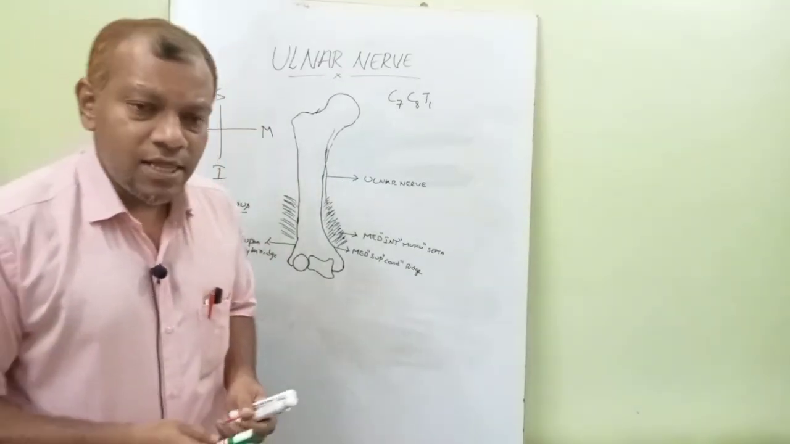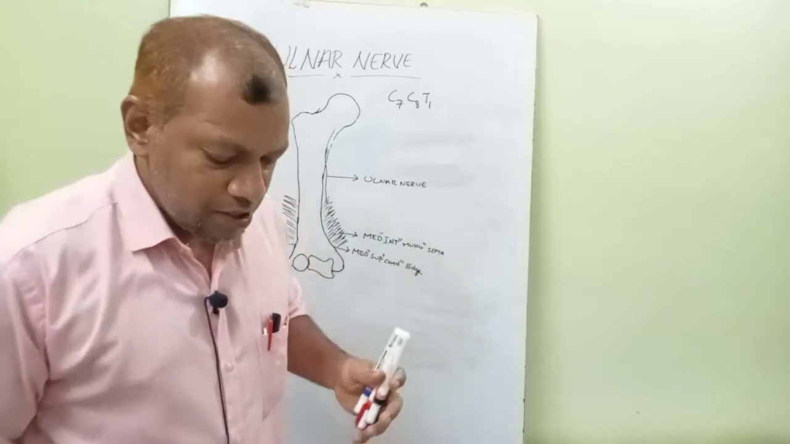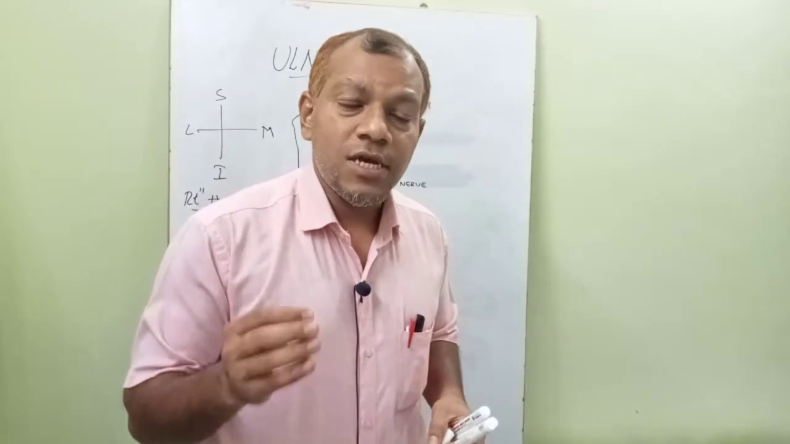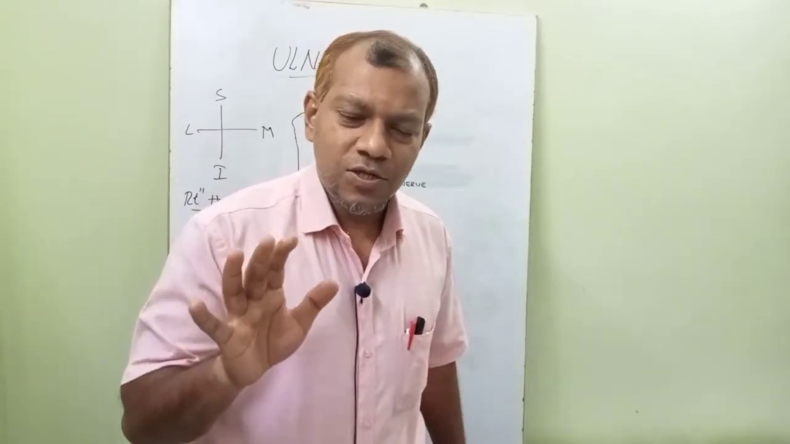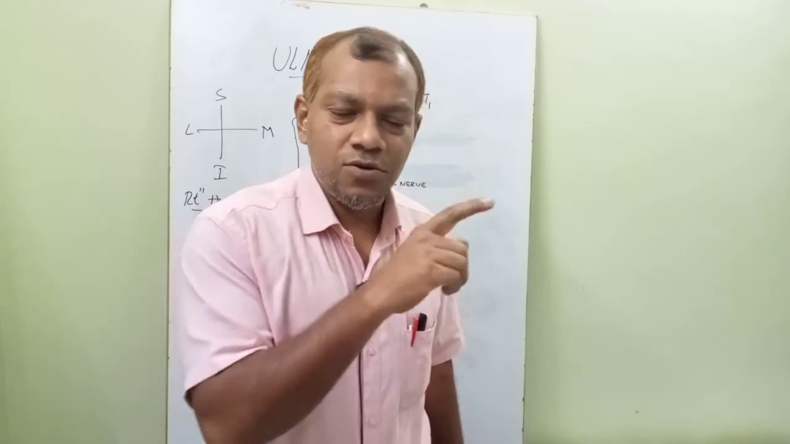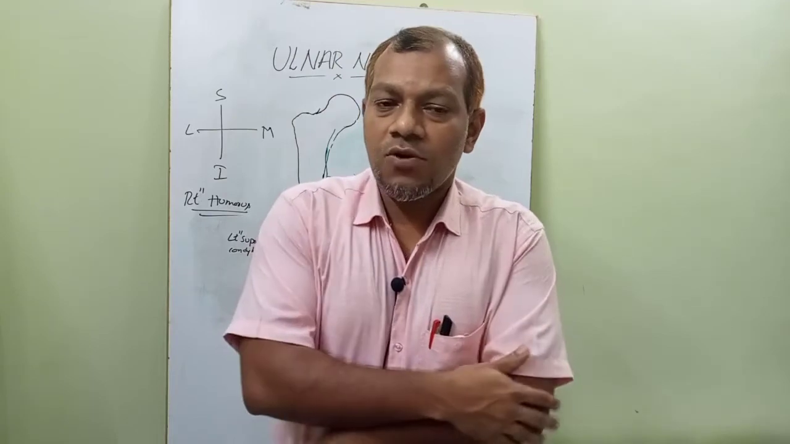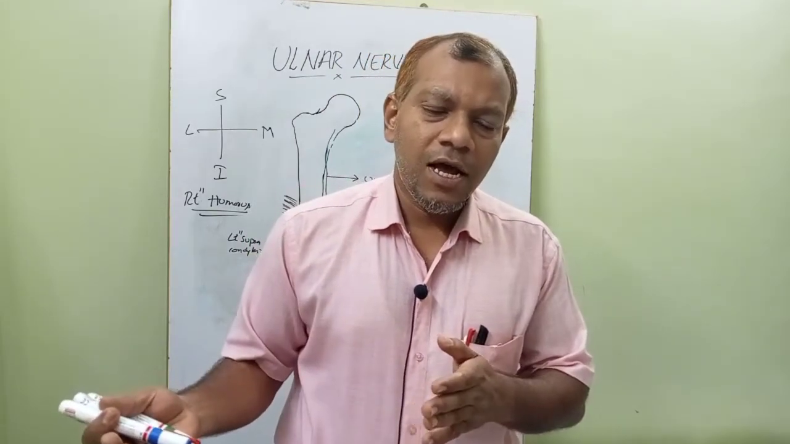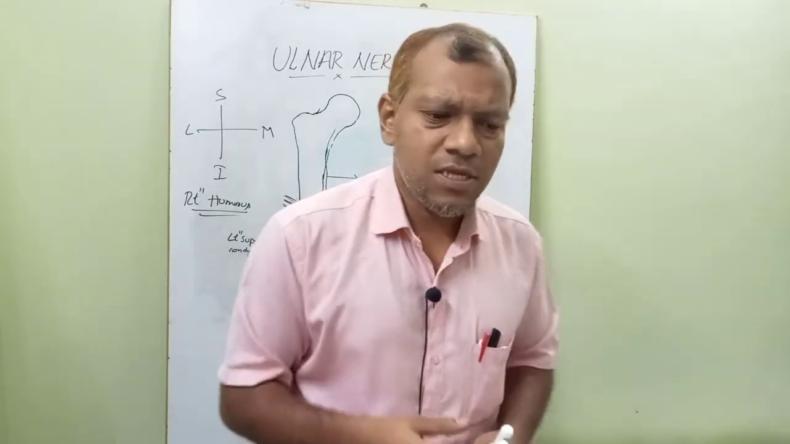There is another artery called the superior ulnar collateral artery, which is a branch of the brachial artery. If you want to understand the superior ulnar collateral artery, you have to go through the video called anastomosis around elbow joint, where we have seen how the superior ulnar collateral artery anastomoses with the posterior ulnar recurrent artery.